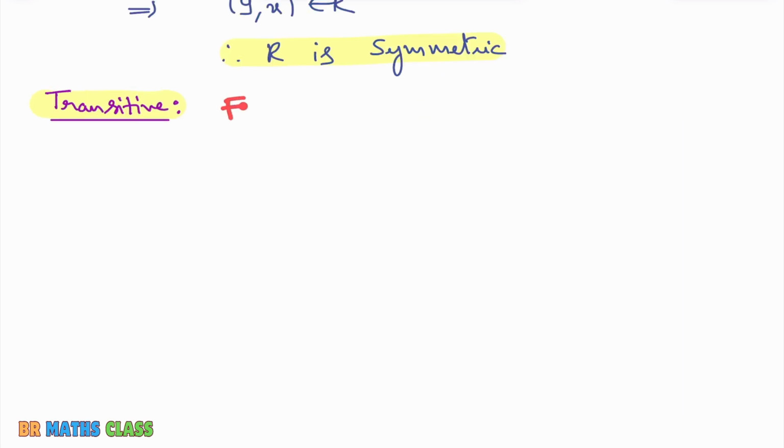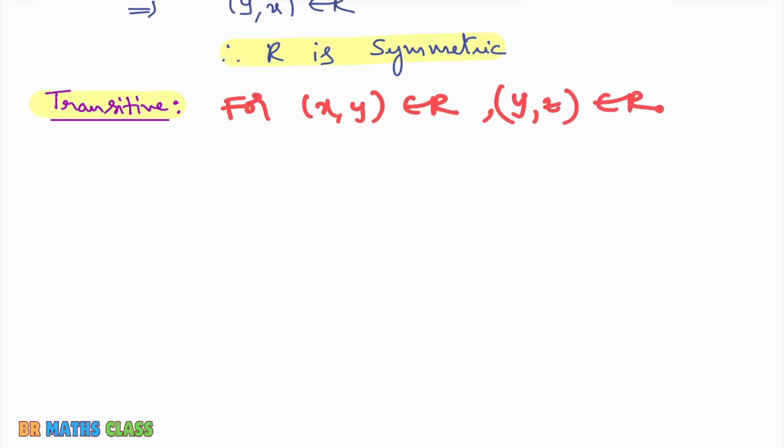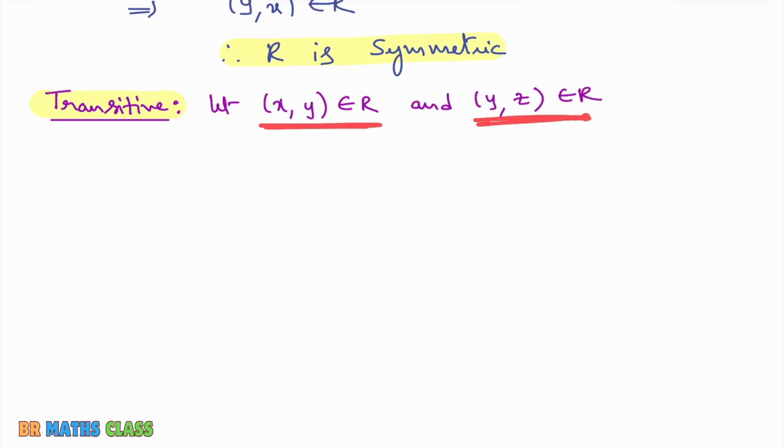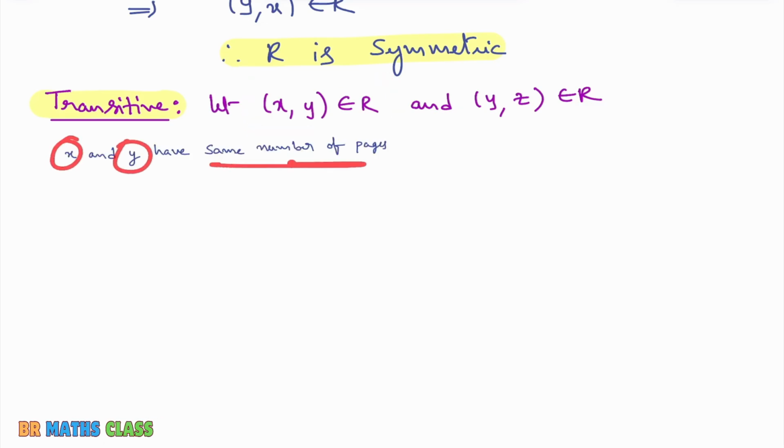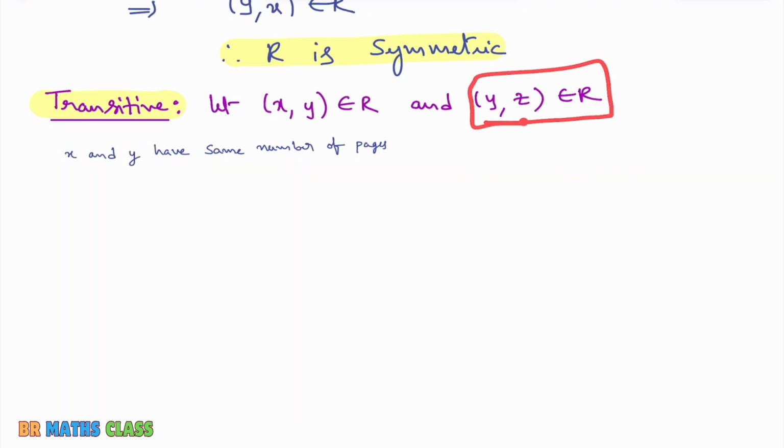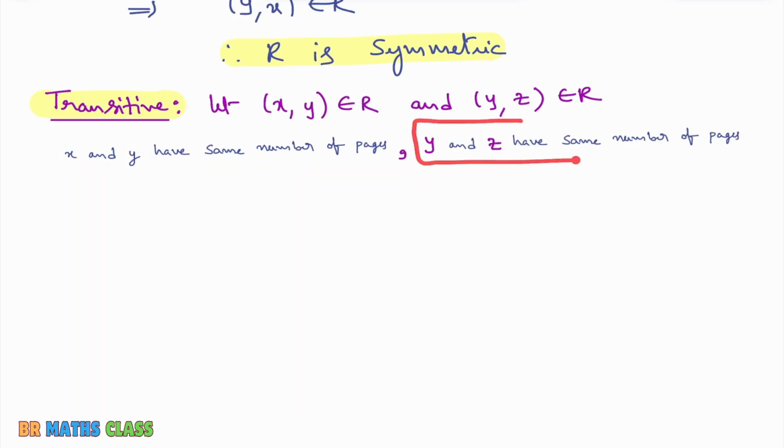To check transitive, first we will take (x, y) in the relation and (y, z) also present in the relation. Then we look whether (x, z) is present in the relation or not. Take (x, y) and (y, z) in the relation. The ordered pair (x, y) belongs to the relation. What does it mean? It means that x and y have the same number of pages. You observe here (y, z) also belongs to the relation. What does it mean? It means that y and z have the same number of pages.